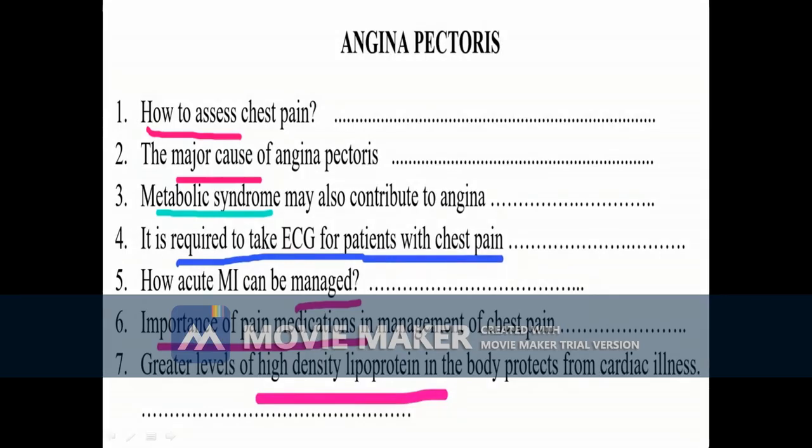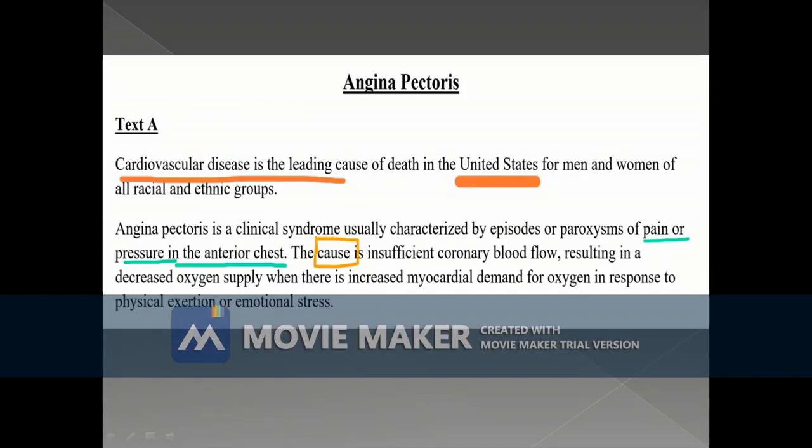Okay guys, I will suggest that please read the first 7 questions along with the rest of the questions as well, so that you can have an easy way to read the four texts. Okay, so let's read the four texts now. So this is first text A. Cardiovascular disease is the leading cause of death in United States. That's right. They were asking which is the leading cause of death in the US. So this is our answer.